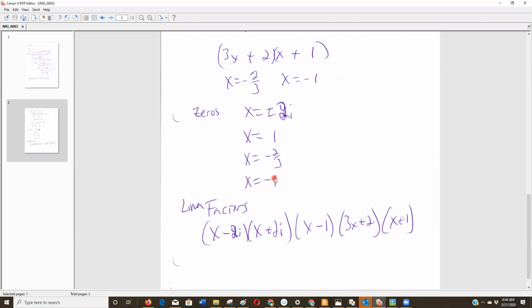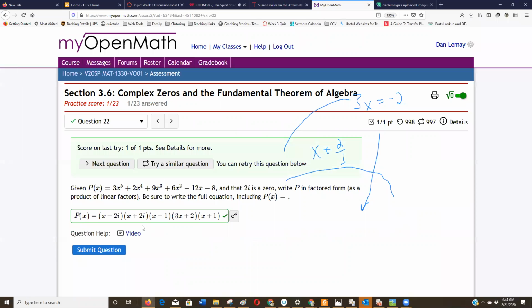If I were to write this as x plus 2/3, while that works, it's not really neat. So what I do to solve this, as some of you have asked, is multiply both sides by 3, so that gives me 3x equals negative 2, then I add 2, and that's where I got that factor from. And then the other one, the x plus 1. Of course, you probably noticed that I did get this correct on MyOpenMath. Yeah, there it is.